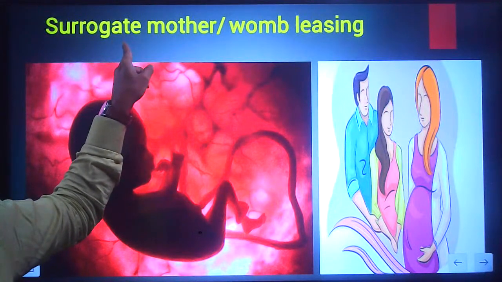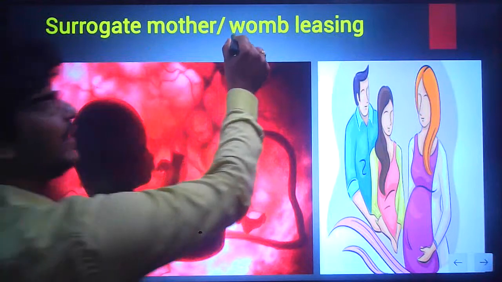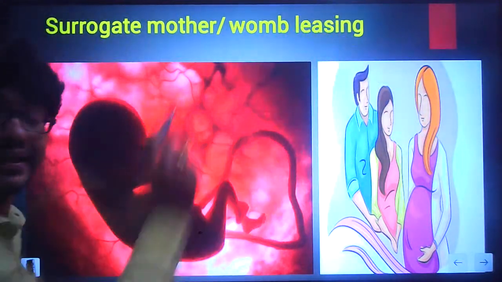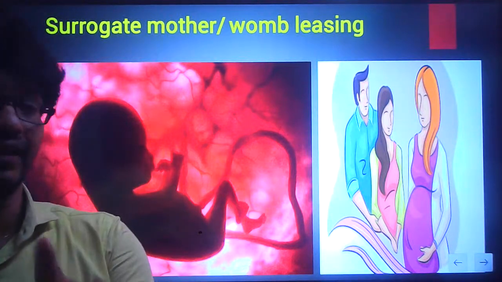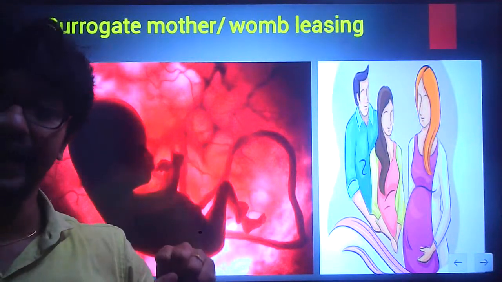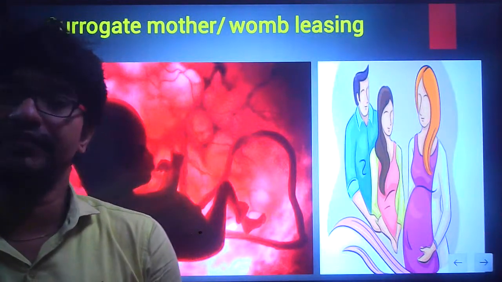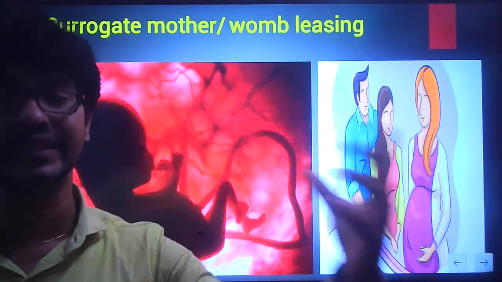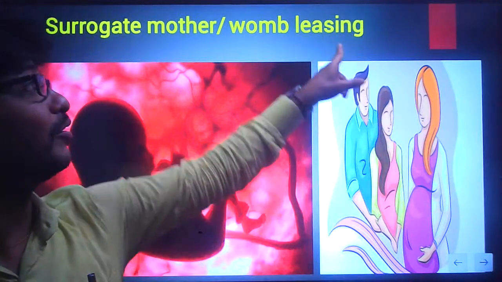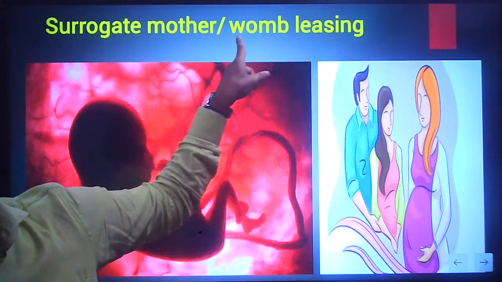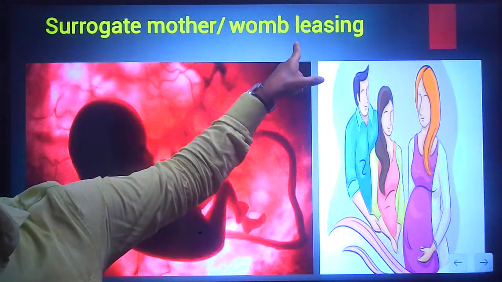In surrogate mother, the mother is having a problem with producing the egg itself. But in case of womb leasing, the mother is having a problem only in carrying a baby, but she can produce the egg. Getting what I'm trying to say? So I collect the egg from the wife, I collect the sperm from the husband, I do in vitro IVF fertilization, but I transfer this embryo or zygote to a healthy normal woman. So I'm going to lease it. I'm just going to take the womb for leasing. So this technique is called womb leasing.